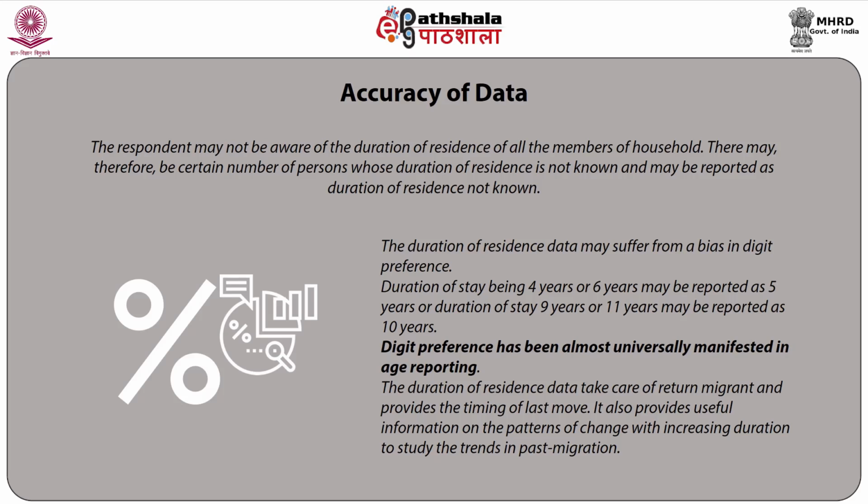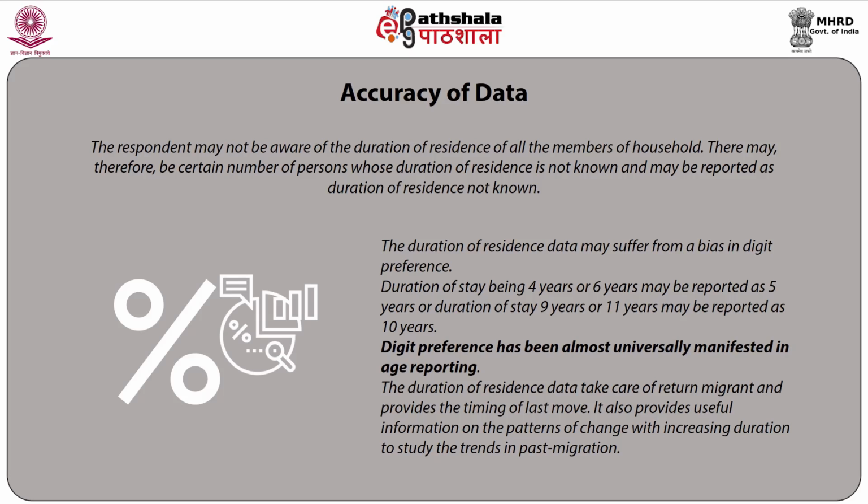The duration of residence data may suffer from a bias in digit preference. Duration of stay being 4 years or 6 years may be reported as 5 years, or duration of stay of 9 years or 11 years may be reported as 10 years. Digit preference has been almost universally manifested in age reporting.